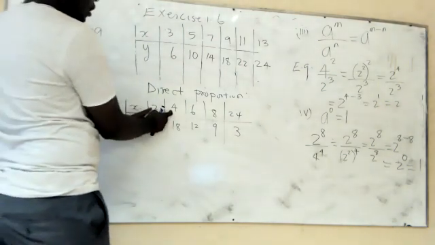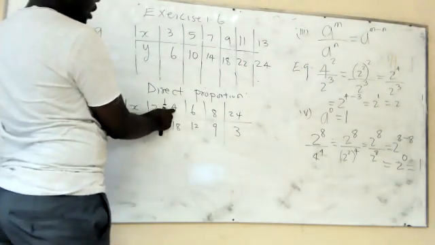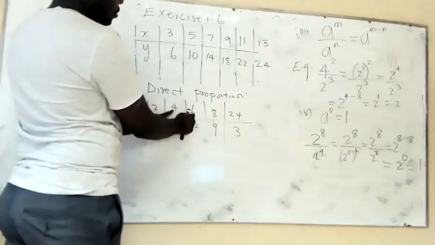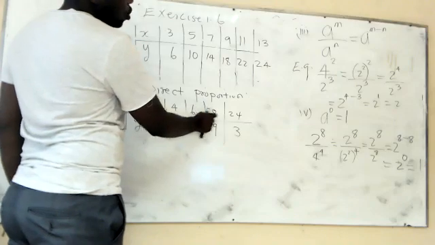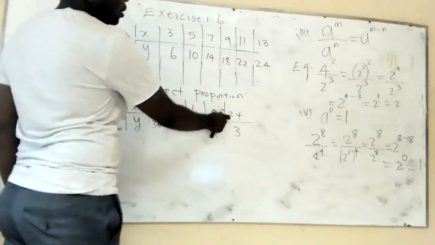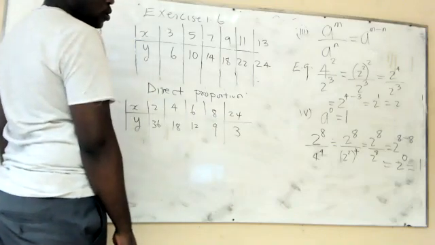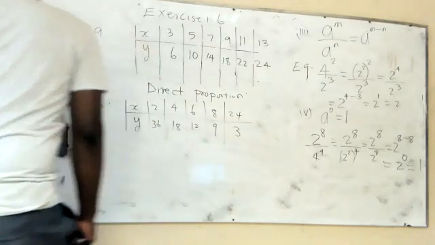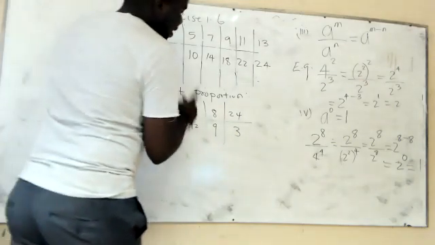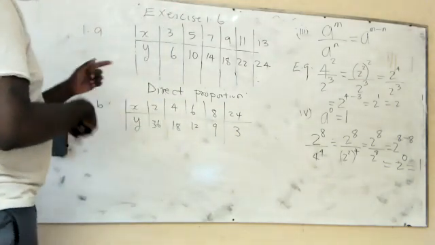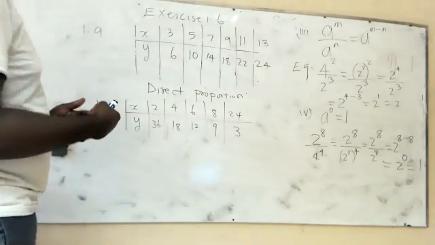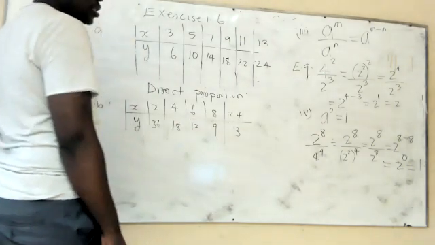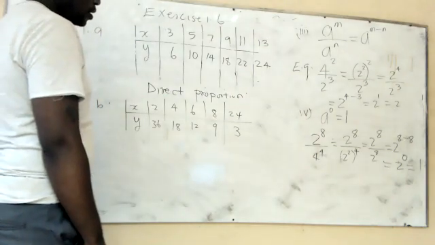You check the difference now. The difference between 2 and 4 is 2, right? The difference between 4 and 6 is 2. The difference between 6 and 8 is 2. What is the difference between 8 and 24? 16. And that violates the condition for the direct and inverse proportion, because now it no longer has a constant quotient. Are we all together?